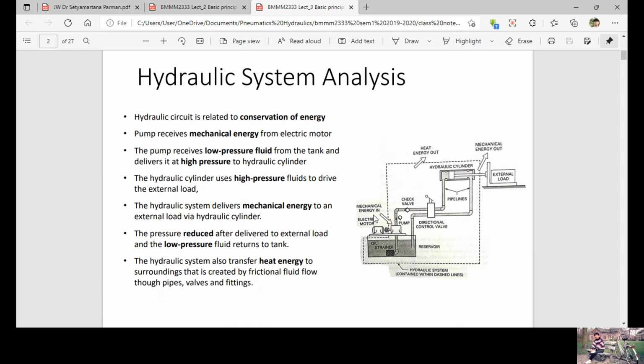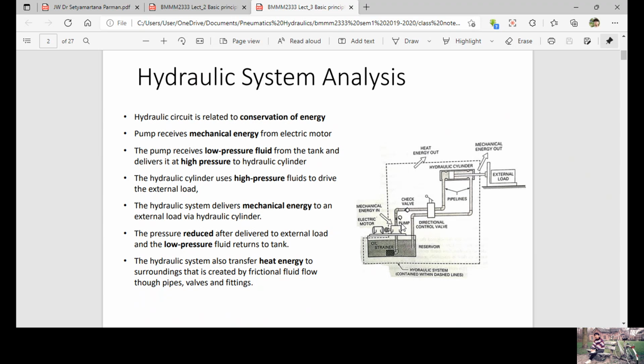So here, mechanical energy enters the pump from the electric motor. And then in the system, there will be heat energy out. And then the hydraulic cylinder will move the external load. So it means the mechanical energy is out of the system. So the hydraulic circuit is related to conservation of energy.